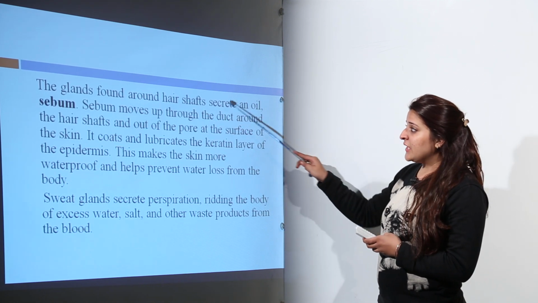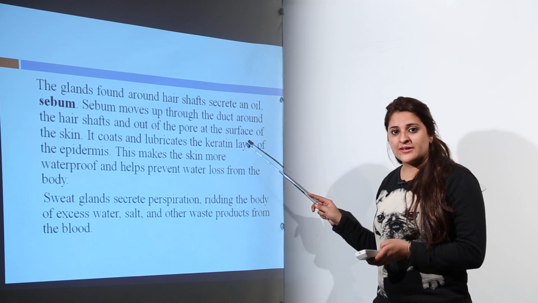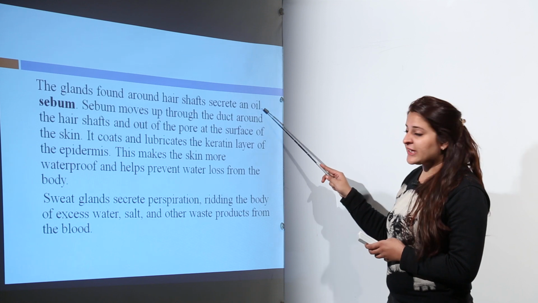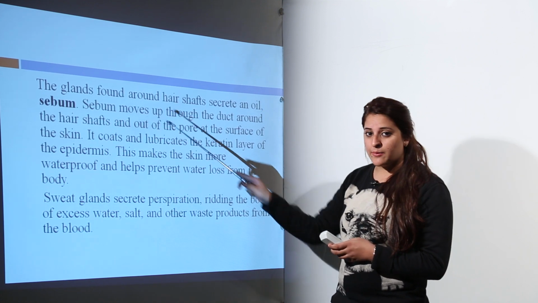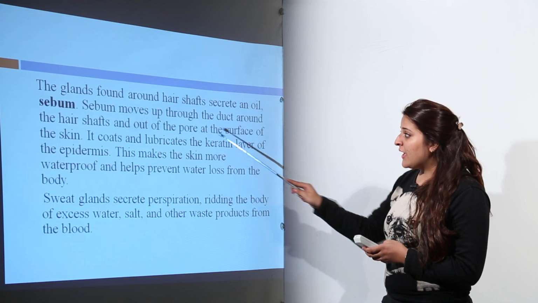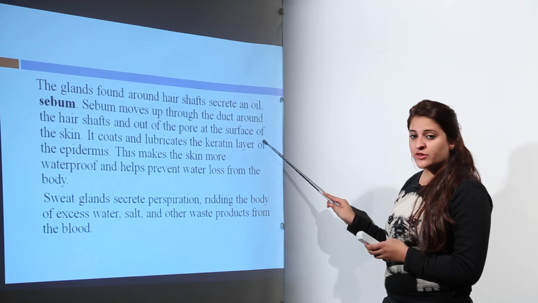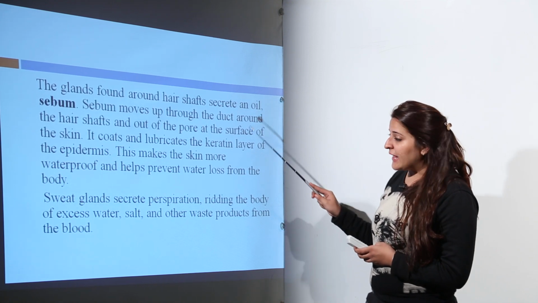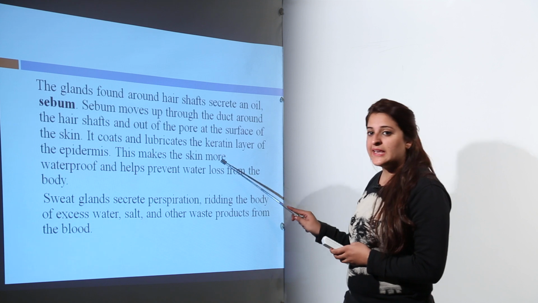The hair shafts secrete an oil. There are two or three types of sebaceous glands, and these sebaceous glands secrete an oil, and we call that oil sebum. This sebum moves through the duct around the hair shafts and out of the pore at the surface of the skin. So this is the oil which is produced at the bottom of the hair shafts, and this oil is meant to lubricate the keratin layer.